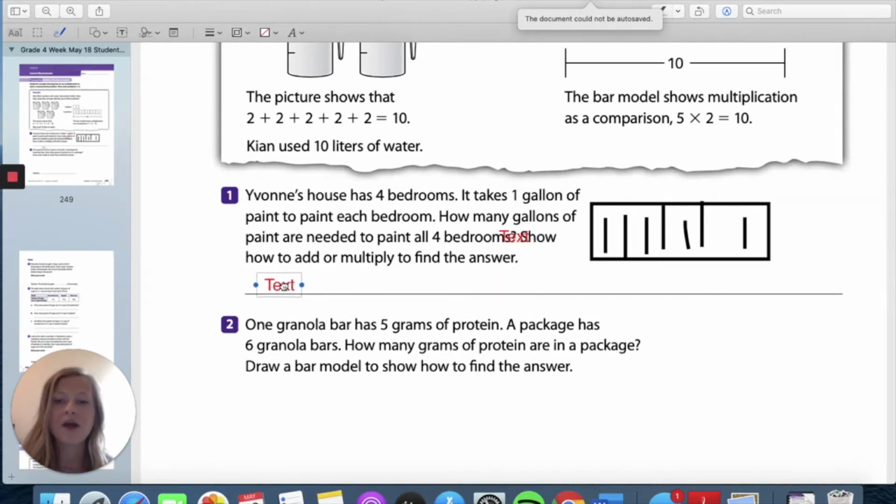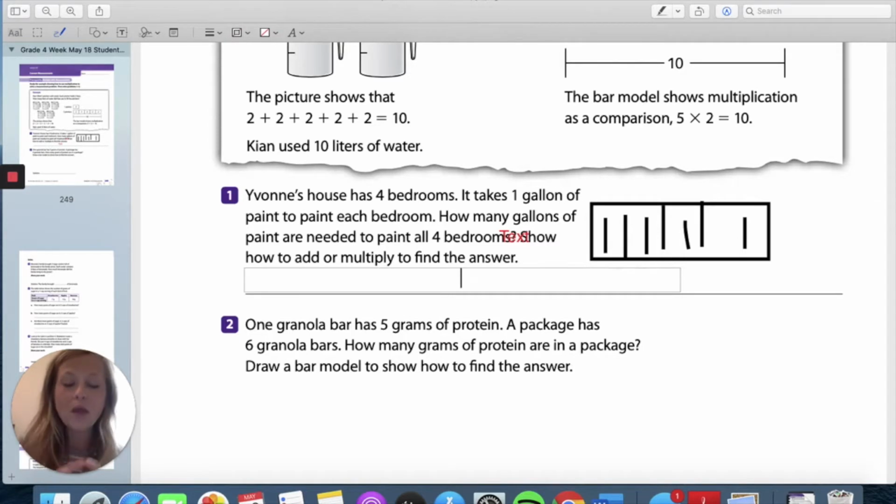So if I were to answer this problem, I would make sure to answer it in a complete sentence, but I want you to use your awesome sentence building skills. So I'm just going to give you a quick sentence stem, which will say, Yvonne will need, and then you get to fill in the rest. So that's just a quick example of how we can use multiplication with measurements.